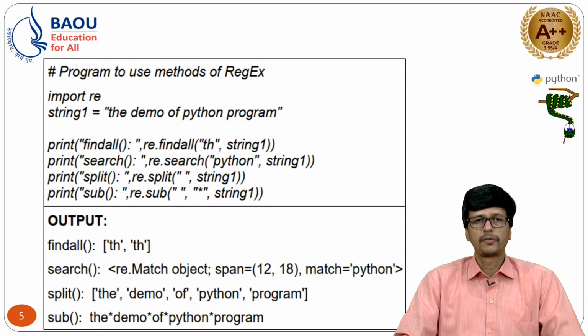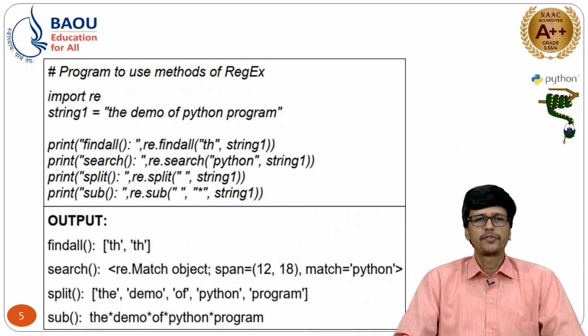Here first of all we want to use the re module, so we are importing it with the help of the import statement. So import, then space, and then the re module. Then we have created string1 equal to whatever string you want to create. You can write it in double quotation, single quotation or triple quotation as we have discussed in an earlier session.